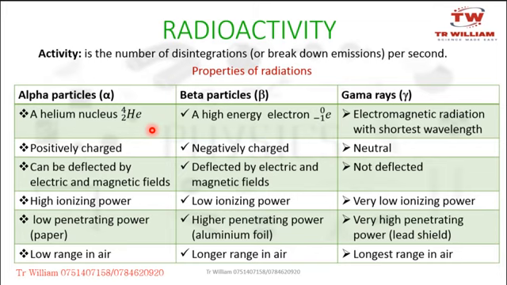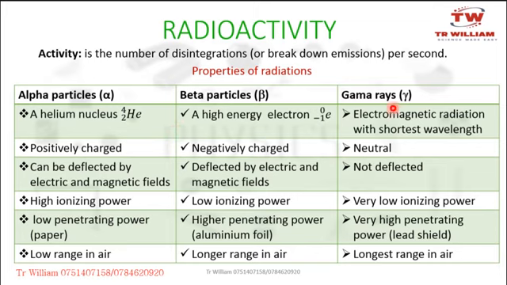Then the beta particles: this is a high energy electron. If a nucleus was decaying and an energetic electron was ejected, moving, that electron we call the beta particle.